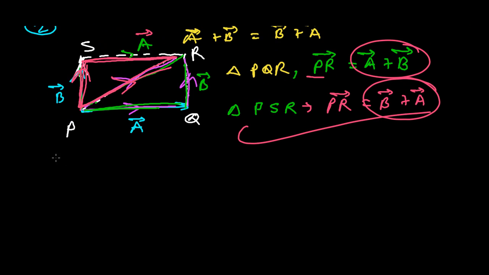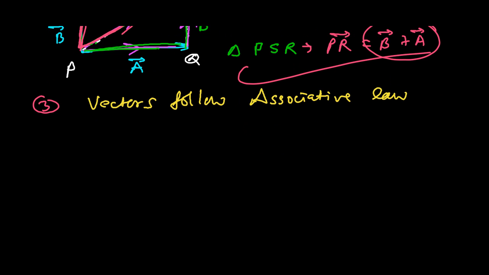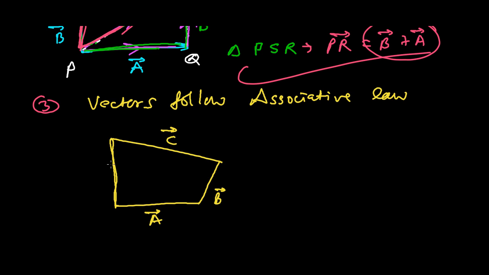Let's go to the third point. Vectors also follow associative law. Yes, vectors follow. This can be easily proved. You just draw a very simple figure, something like this. Okay, let me make it straight. Let's say this is vector A, this is vector B, this is vector C, and this is the resultant vector, for a while, let's say R.